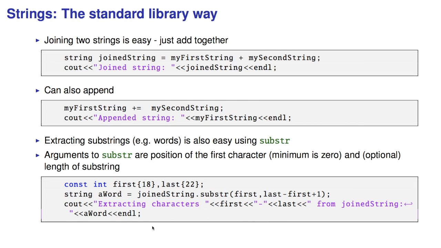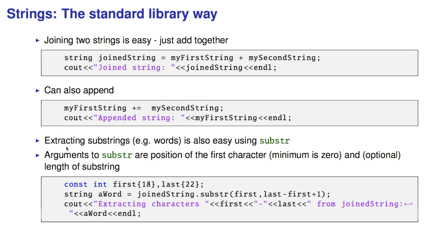So, joining two strings is easy. We've defined the addition operator for strings as concatenation. So if you write string join string as my first string plus my second string, that's a joined string. And you can also write my first string plus equals my second string, which appends the second string to my first string. So it changes my first string by adding the words over there. So that's quite neat.